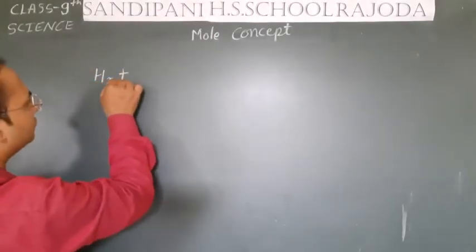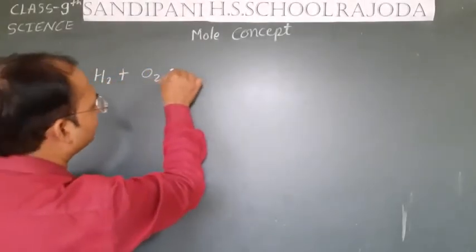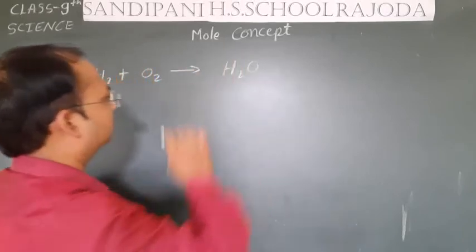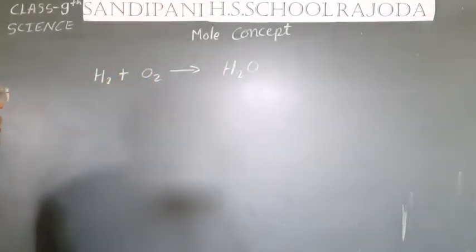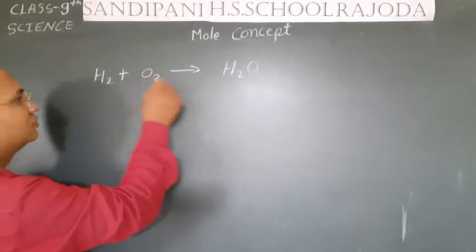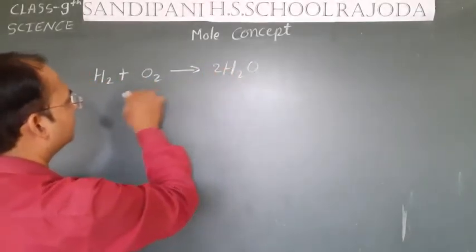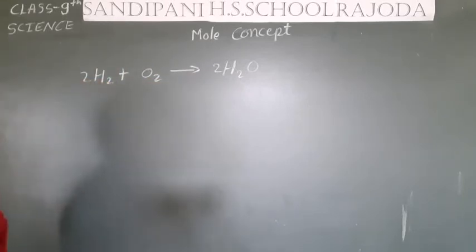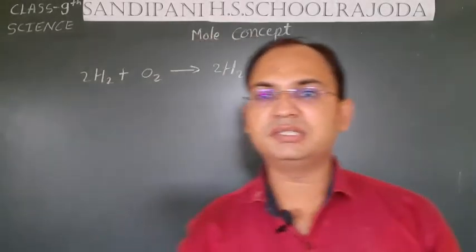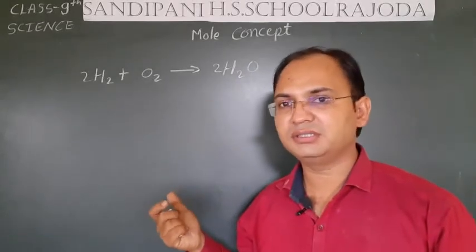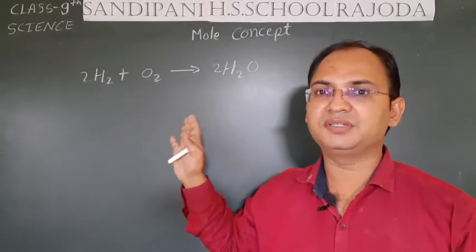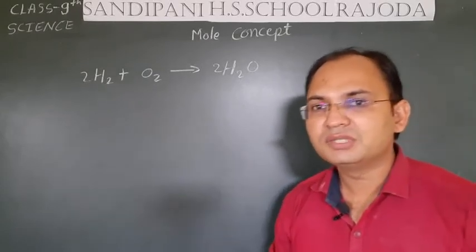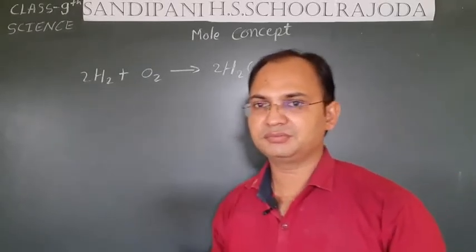H2 plus O2 gives H2O. Balancing this reaction: 2 oxygen, 4 hydrogen, then 2 2s are 4 hydrogen. Students, this is a very simple type of reaction in which hydrogen is combining with oxygen to form the water molecule. Now let's see the properties of this reaction.